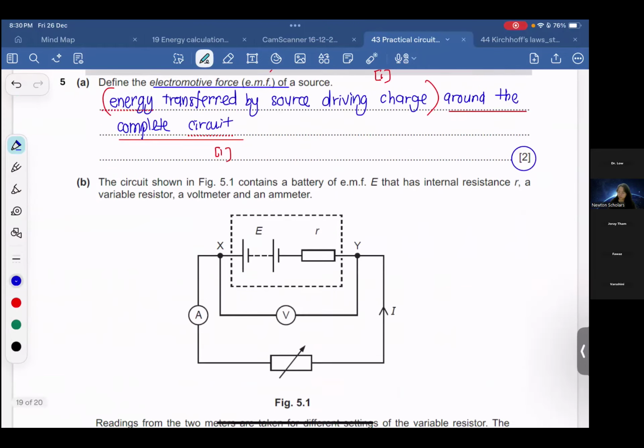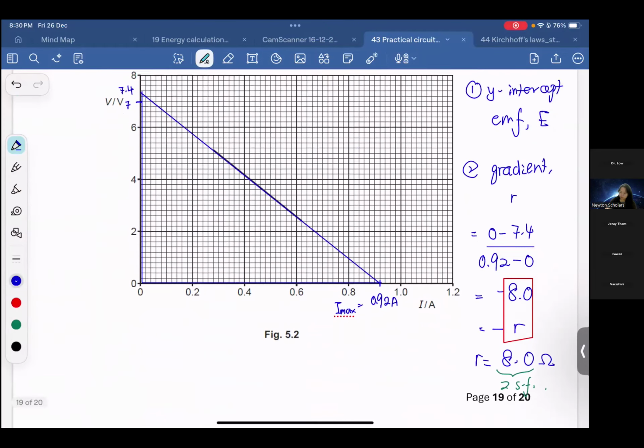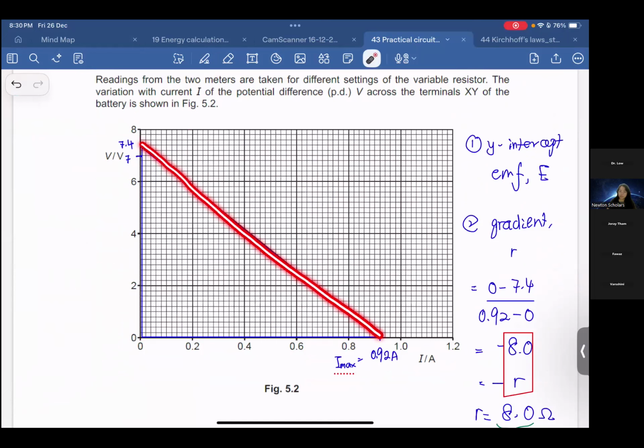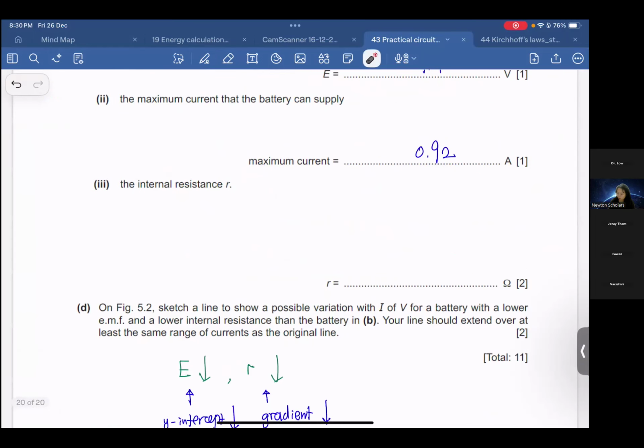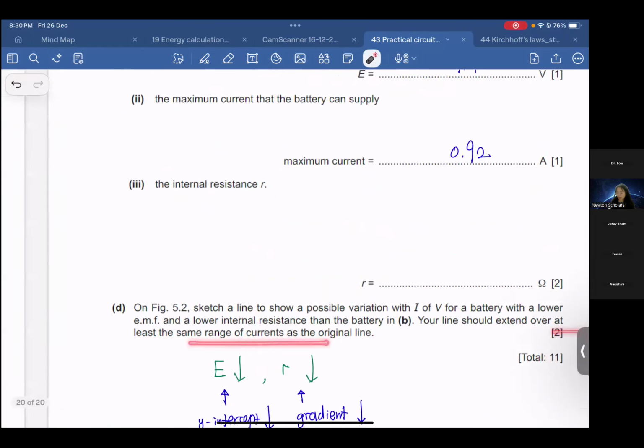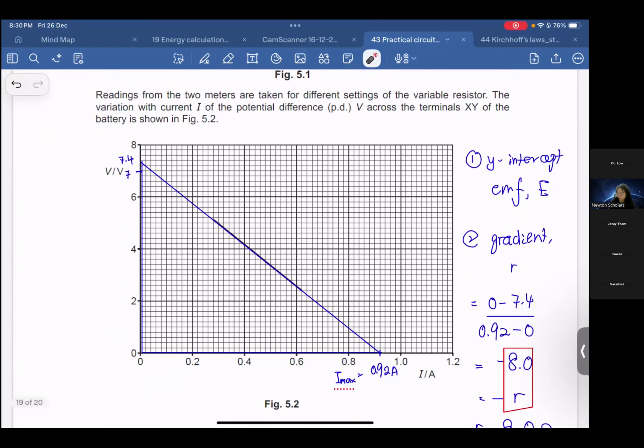Okay, so this one is the gradient. So you have a lower gradient than this. That means less steep. Higher gradient means steeper, so lower gradient means less steep. They say they want the line to extend over at least the same range of current. So they expect your current also until 0.92.